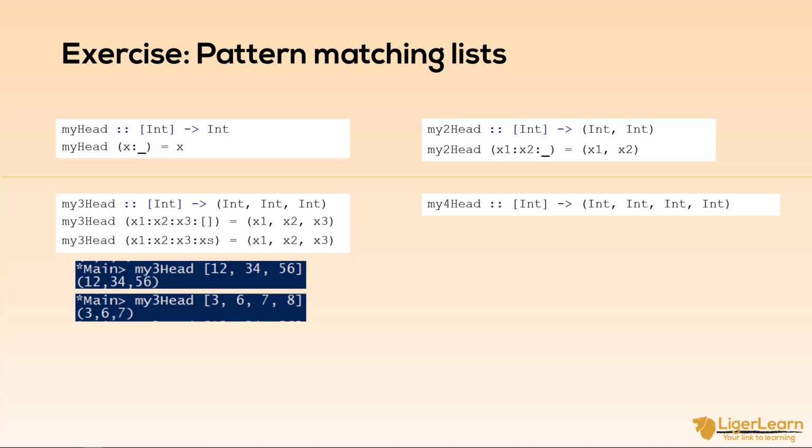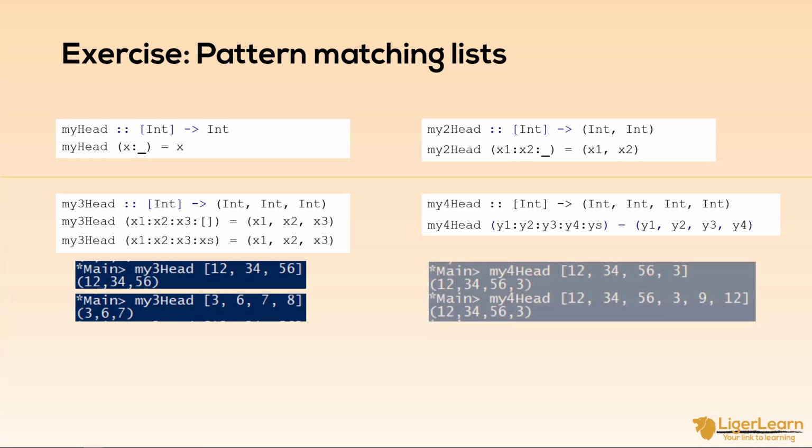Having done my3head, this should now be simple to understand. We are matching on a list formed of item y1, cons y2, cons y3, cons y4, cons ys, and returning a tuple of the first 4 items. Since xs was already used as a name, I've used the next letter in the alphabet and named the rest of the list ys. This is common in Haskell, and this works as you would expect it for the cases where there are 4 or more items in a list.